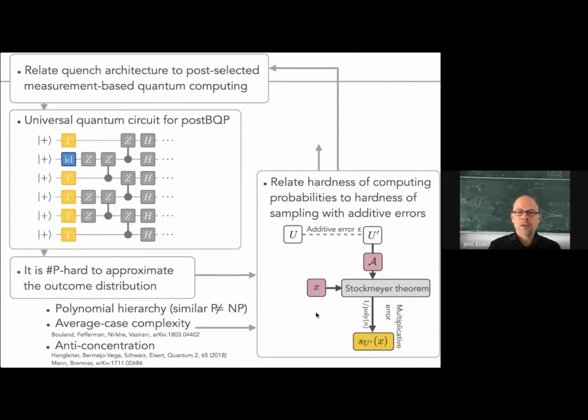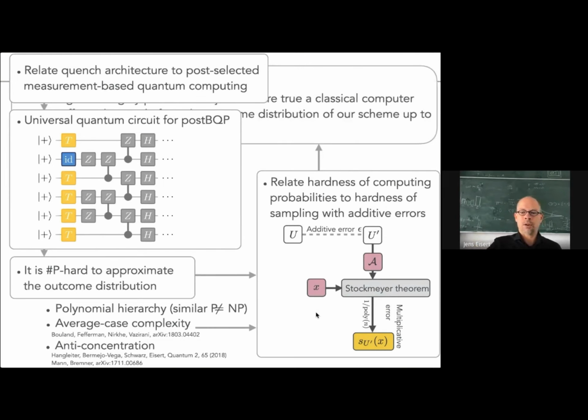And then one can work hard to make use of the so-called Stockmeyer machinery that takes as an input the sampling algorithm and the X, that's the outcome of that sampling, and spits out, up to a multiplicative error, the probability of getting that specific outcome in the computation. And putting that together, one would find that, as stated, up to a constant error in the total variation distance, you cannot classically efficiently sample from the machine.